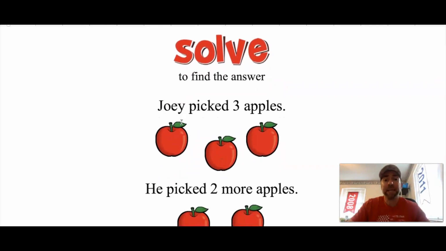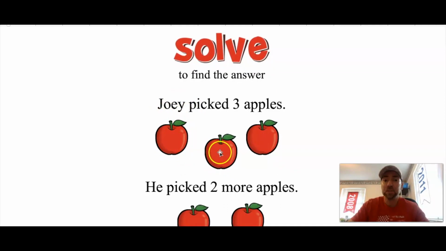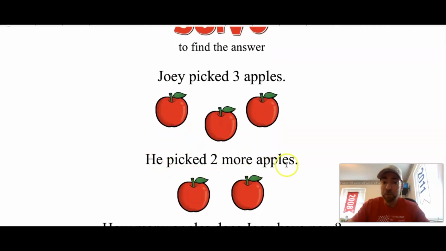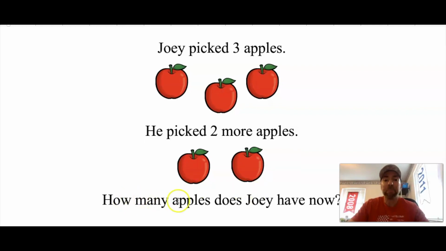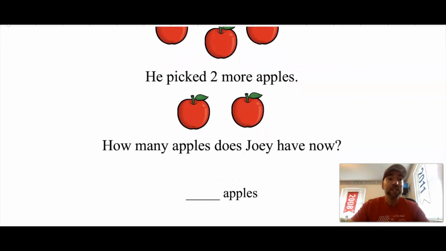So Joey started by picking 3 apples. Well, here they are. 1, 2, 3. And then he picked 2 more apples. 1, 2. And our question was, how many apples does Joey have now? Well, look at all these apples. Let's count to find out how many Joey has now. 1, 2, 3, 4, 5 apples. He started with 3 and he picked 2 more. And that gave him 5 apples. So then I answer my question. I solve the number story.